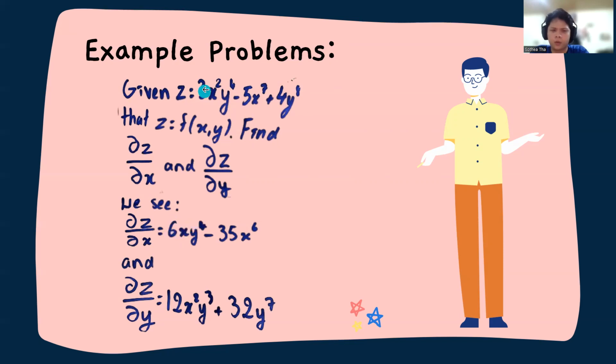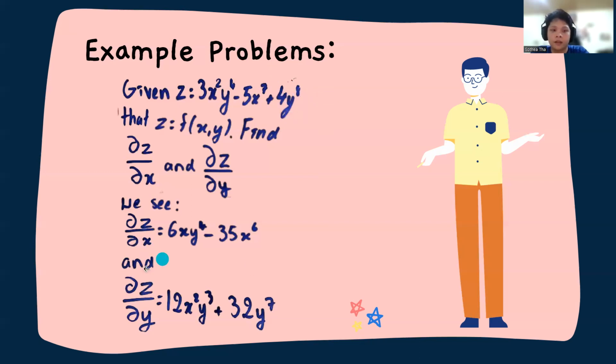So for this one, we will keep y a constant, and we will be deriving 3x squared by x, and we will get 6x y to the power of 4, minus this one. We will derive it by x as usual. It will be equal to minus 35x to the power of 6. And for this one, since we keep y as a constant, this section here is a constant. So if we derive it by x, this will equal 0 because there is no x variable.